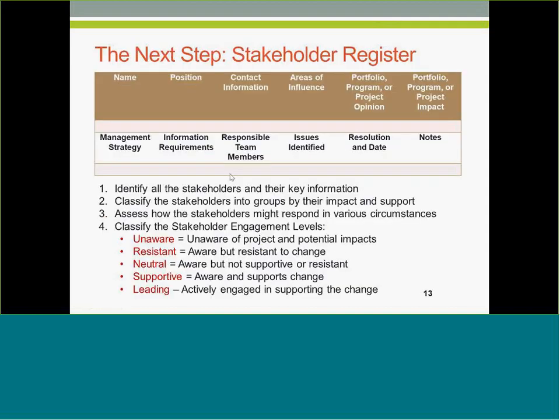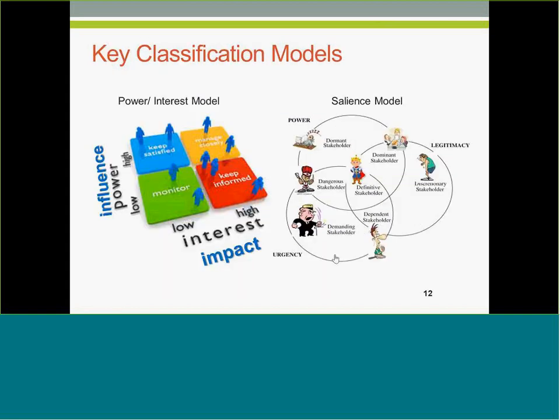Now, as we look at our first step in stakeholder management and stakeholder management planning, that would be setting up a stakeholder register. How we set up a register, we typically start with name, position, contact information, the areas of influence inside the organization, what kind of opinion they have about the portfolio, the program, or the project, so that we can already determine whether they would be in our salience model that we've just seen on this side, or whether they would fall on this side here, right?